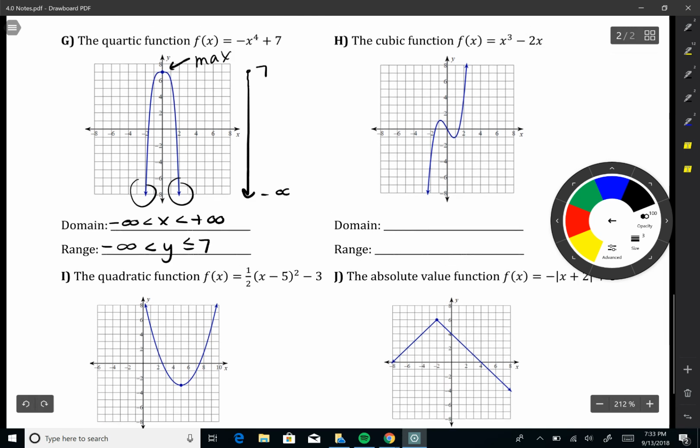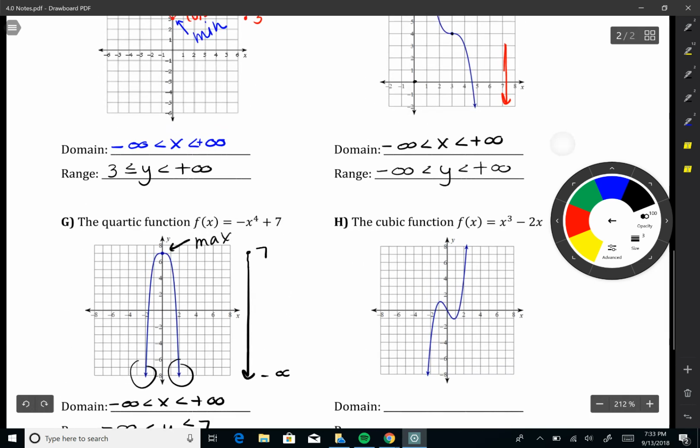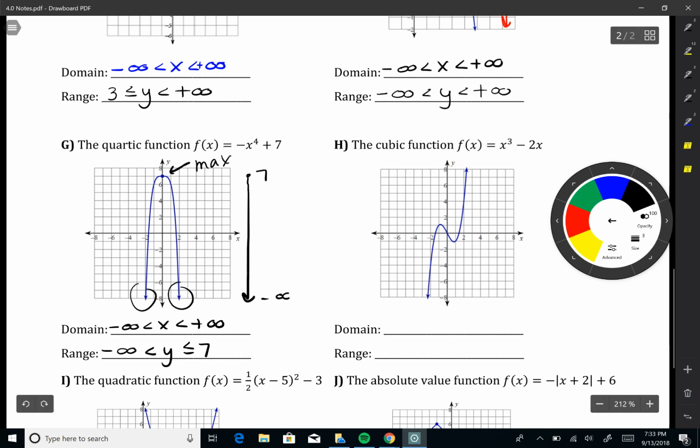All right, in letter H, I have another cubic function similar to this one. It just looks like my ends are going in opposite directions and we have some fun stuff going on in the middle. Well, arrows at both ends, big hint. Going on forever, going on forever. Going down forever, going up forever. So what that tells us is both our domain and range are negative infinity to positive infinity.